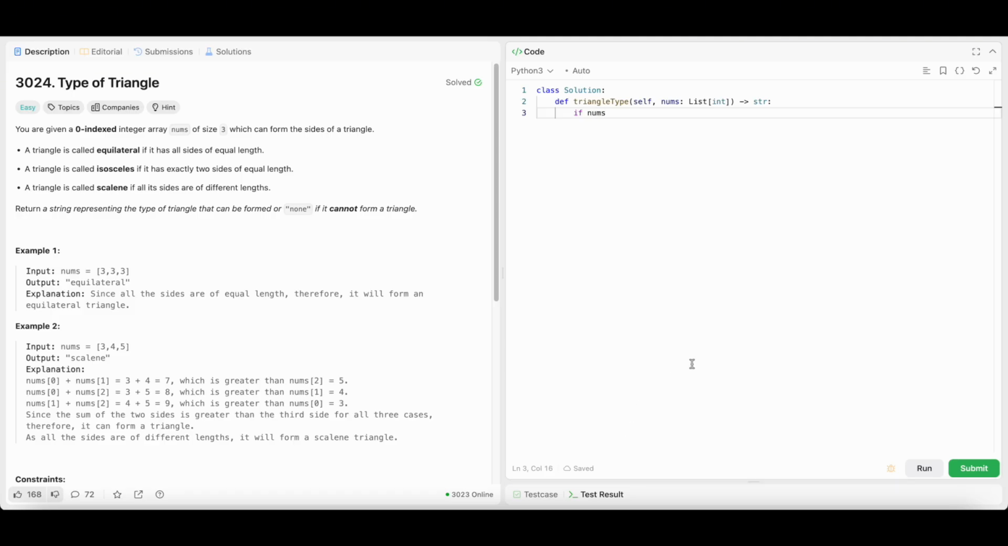First we'll check if one side is longer than the others. So it could be nums[0] greater than or equal to nums[1] plus nums[2], or it could be nums[1] is greater than or equal to nums[0] plus nums[2], or it could be nums[2] is greater than or equal to nums[0] plus nums[1]. And if that's the case, we'll return none.